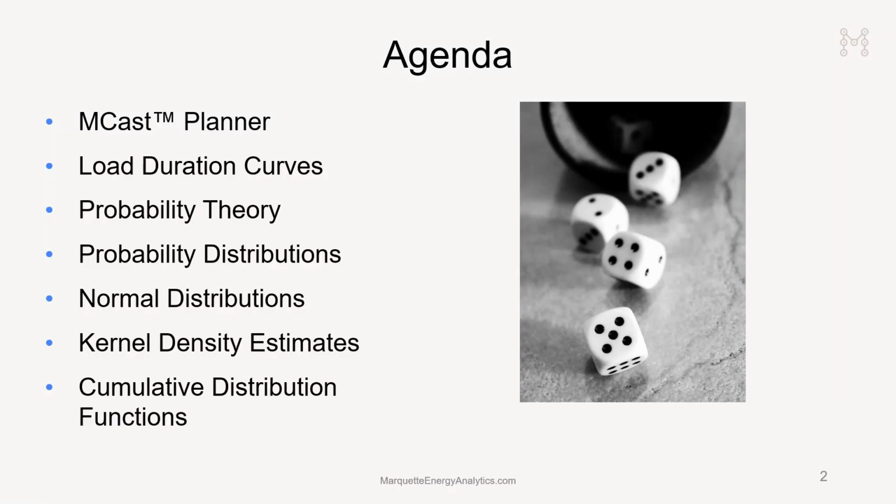And here's our agenda for the day. As mentioned, we'll be leveraging MEA's medium-term forecasting product, MCAS Planner, to demonstrate how we apply each of these concepts that we'll be covering. MCAS Planner helps generate forward-looking monthly, winter, and annual load forecasts to support utilities in optimizing energy supply planning, mitigating risk, and making informed operational decisions.